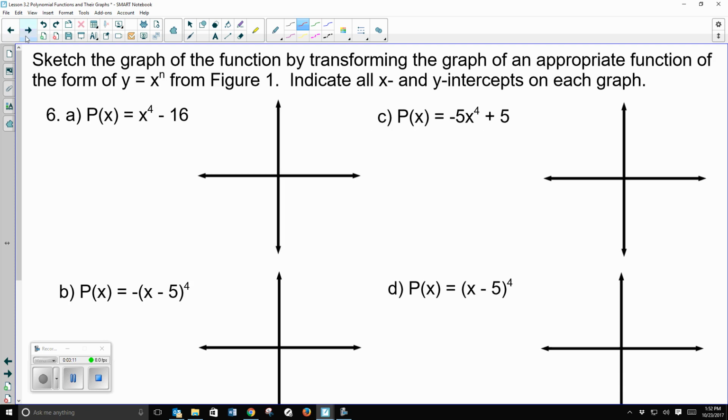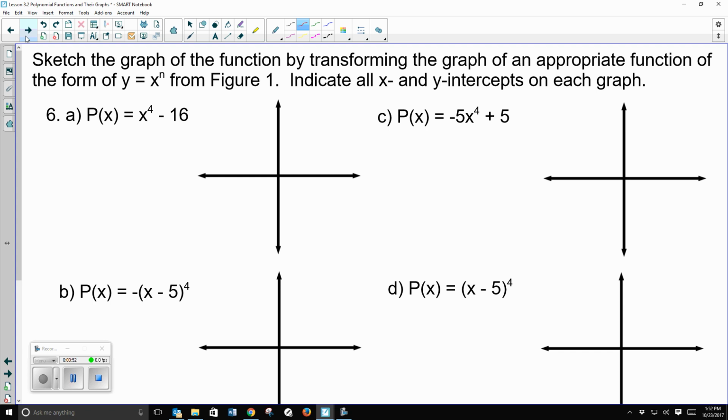All right, sketch the graph of the function by transforming the graph of an appropriate function of the form y equals x to the n from figure 1. So we'll turn to figure 1, which is in your book on page 255. If you can at least look over that real quick to see y equals x squared, y equals x cubed. You already know what those look like, but y equals x to the 4th and x to the 5th just flatten out that curve a little bit to give you an idea of what's going on when we graph these.